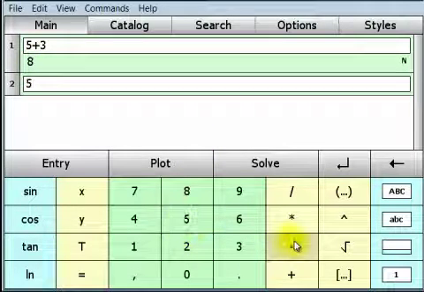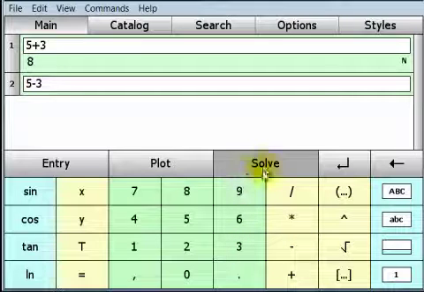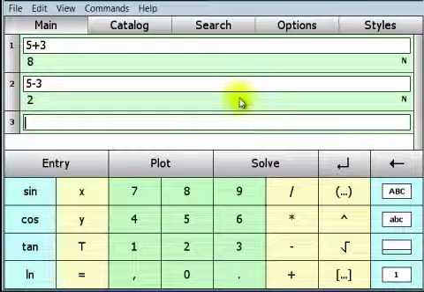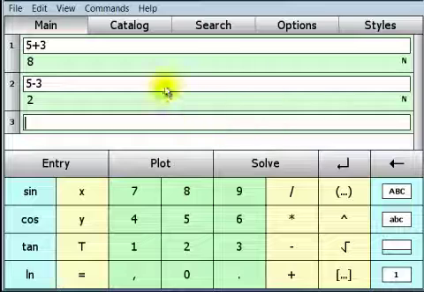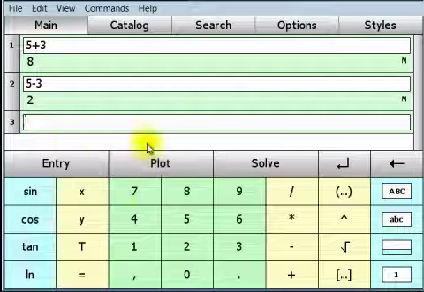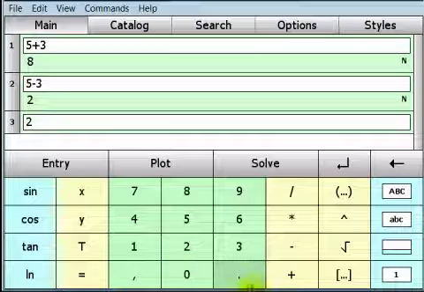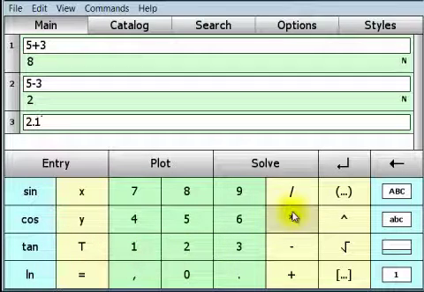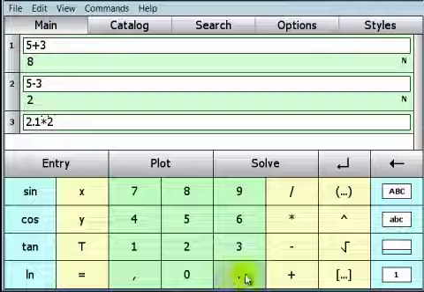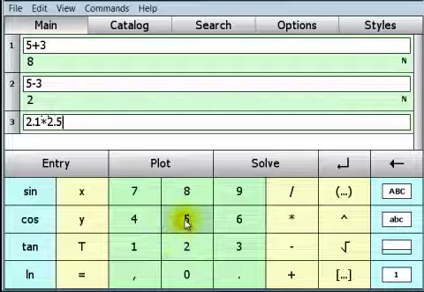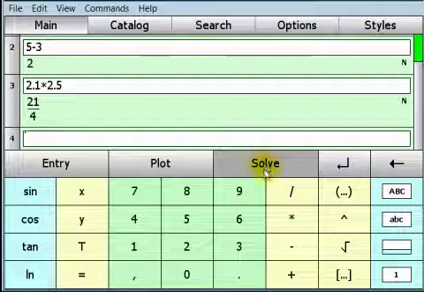Subtraction is just as easy. 5 minus 3, hit solve, gives you the answer 2. All right, let's try multiplication, but this time we're going to involve some decimals and fractions. Let's go ahead and do 2.1 times 2.5. I'm going to go ahead and hit solve.